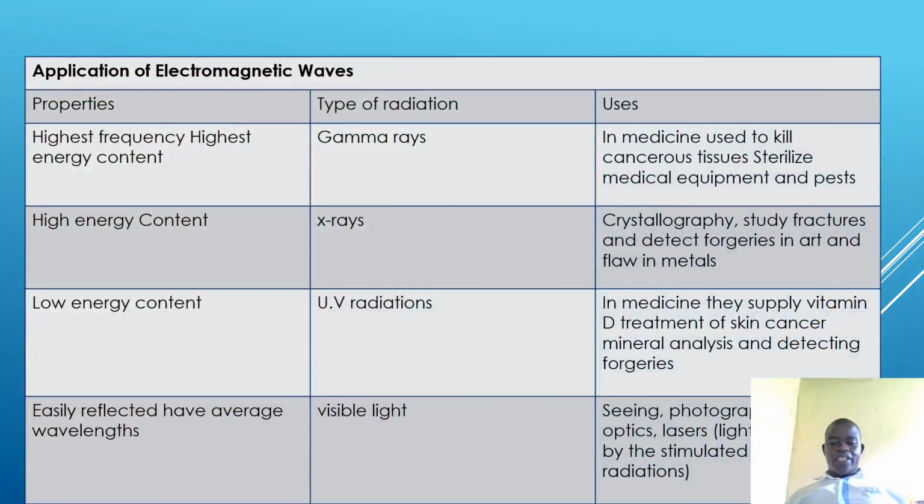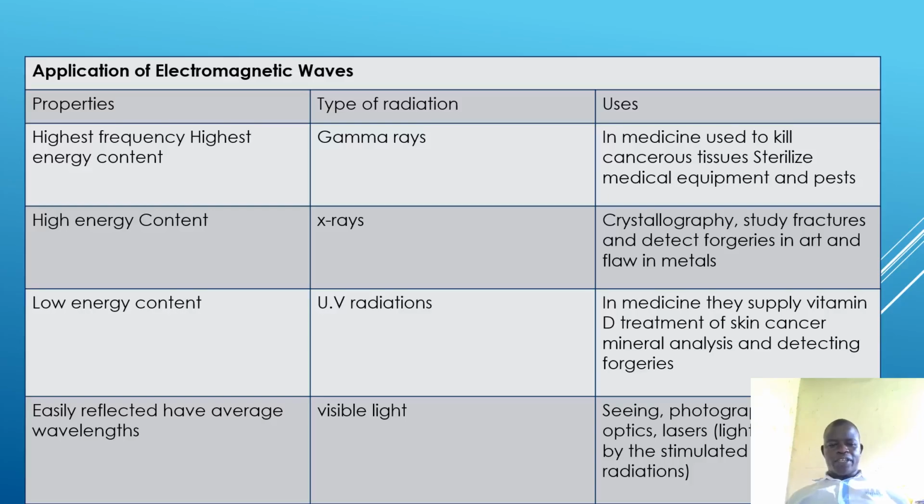Now, are these waves important in day-to-day life? Yes. For instance, gamma rays, which have the highest frequencies, are used in the field of medicine to kill cancerous tissues and also to sterilize surgical or medical equipment. They are also used to sterilize pests.